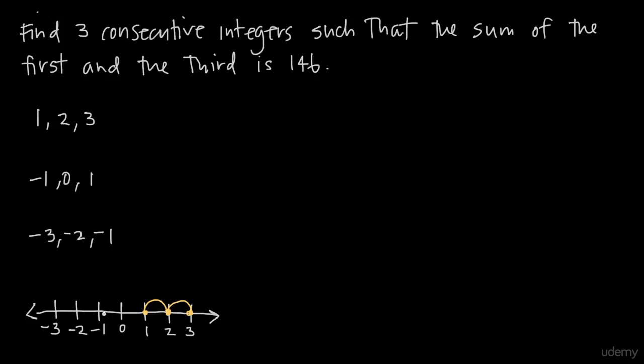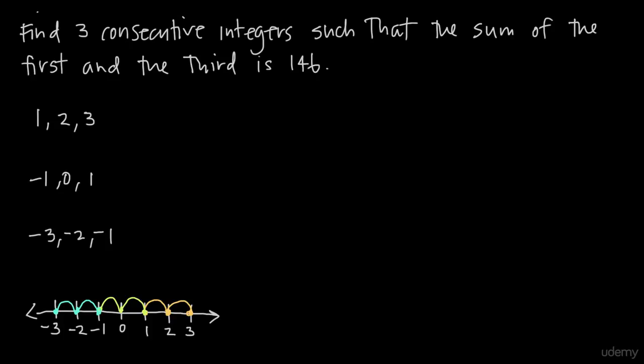-1, 0, and 1, we have -1, we have 0, and we have +1. We can connect those three. We also have here -3, -2, and -1. Because we can connect those without lifting up our pencil, we know that those are consecutive integers also.